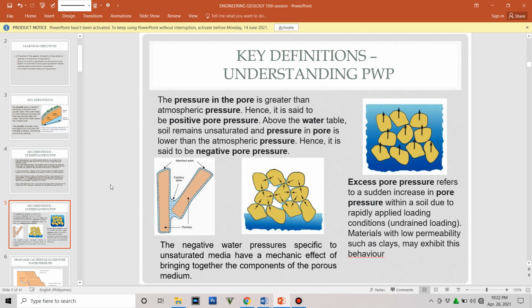Above the water table, soil remains unsaturated and the pressure in the pore is lower than the atmospheric pressure. By the way, the value of the atmospheric pressure is equivalent to 101.325 kilopascals. Hence, it is said to be negative pore pressure. What is good in the negative pore water pressure is that there is a phenomenon of capillary rise.